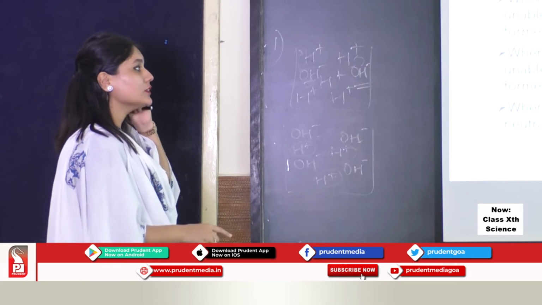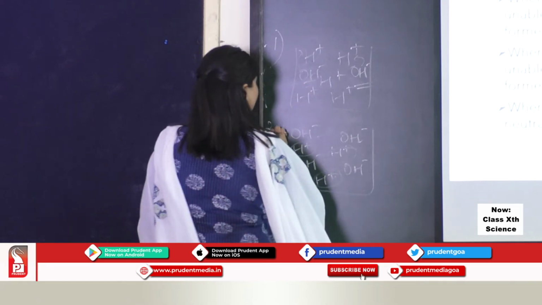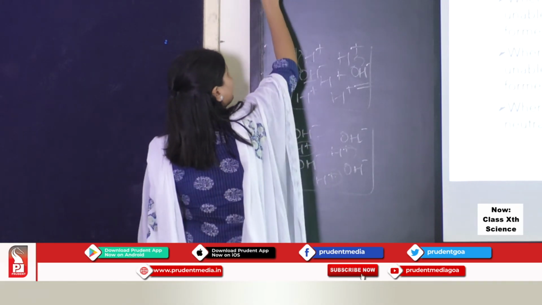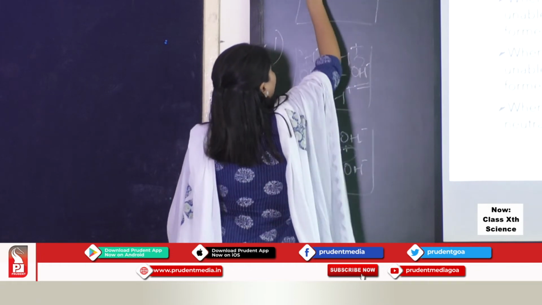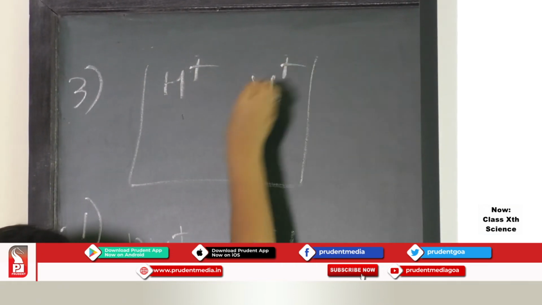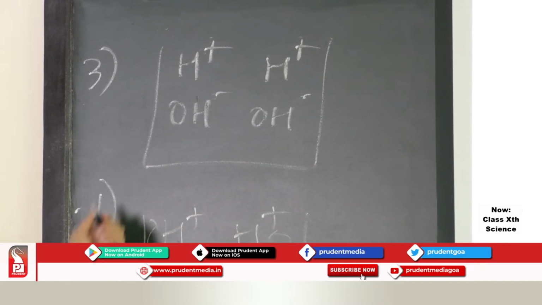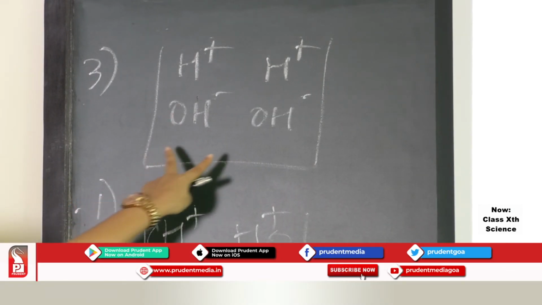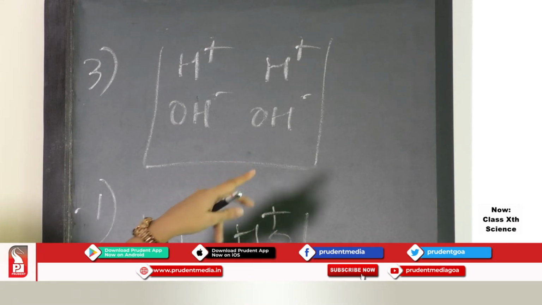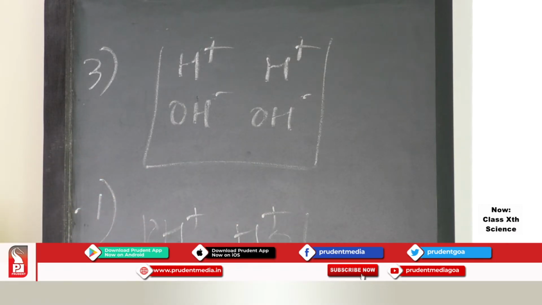And in the third case, now what I am having, this was my second case. In the third case, I am having an equal number of OH minus ions and H plus ions. I am having 2 H plus ions and 2 OH minus ions. So, when an equally strong acid and base react, they will fully neutralize each other. And when they fully neutralize each other, what I am going to get is my neutral salt.